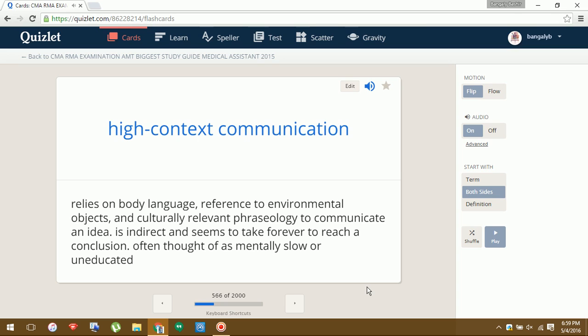High context communication. Relies on body language, reference to environmental objects, and culturally relevant phraseology to communicate an idea. Is indirect and seems to take forever to reach a conclusion, often thought of as mentally slow or uneducated.